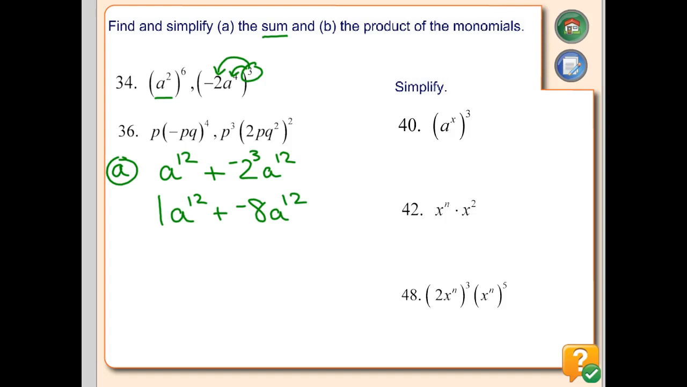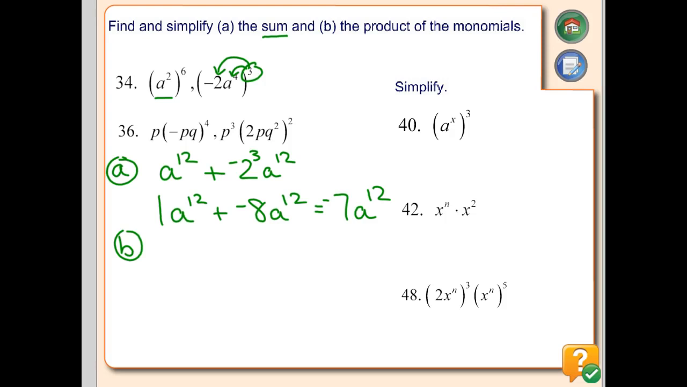Now, do we have like terms? Can we add them? We sure can. What's 1 plus negative 8? 1 plus negative 8 equals negative 7a to the 12th. Now, on part B, they want me to take the product. This time, they want me to multiply.